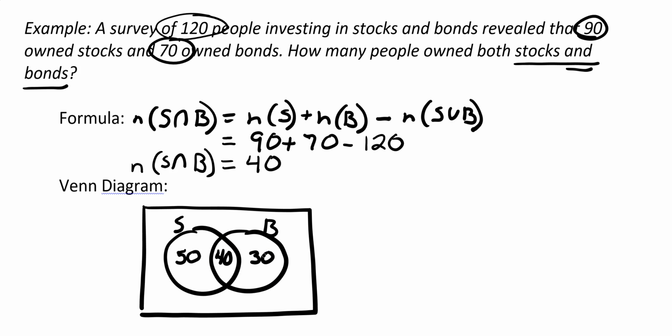Now, one thing about this particular problem is it doesn't talk about the universe, so we have to make the assumption that there's nothing outside the two sets, and so the number in the universe that's outside the two sets is 0.